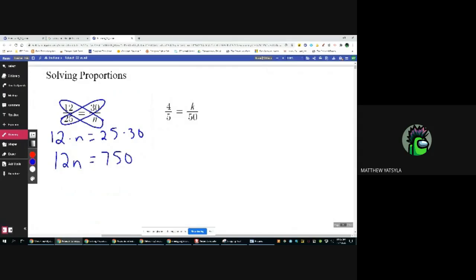750. Now to get the n by itself, we want to do the opposite operations. This is saying 12 times a number. We now want to divide this side by 12. This cancels out. But since it's an equation, what we do to one side, we have to do to the other. We divide this side also by 12.